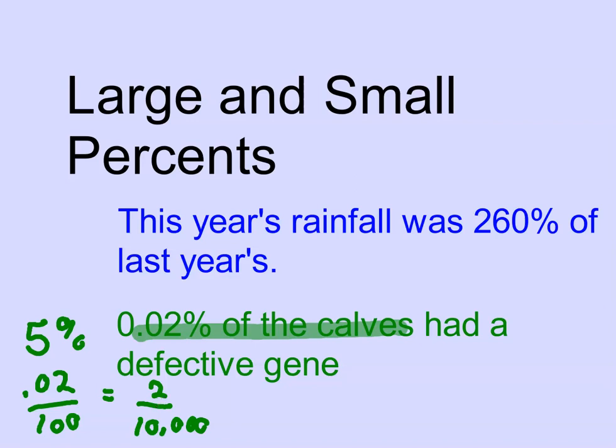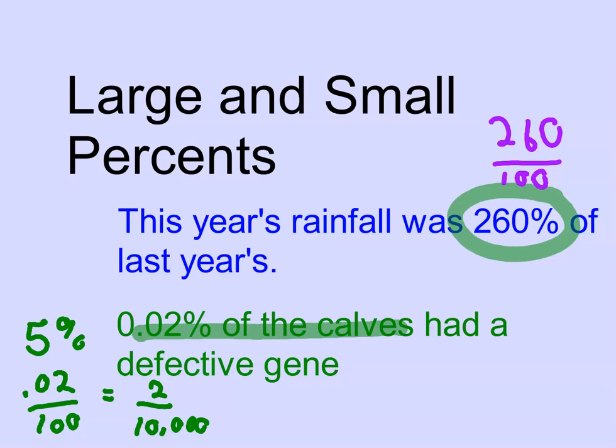But what in the world does this mean when you say we've got 260% of last year? Well, that seems like it's impossible. How can it go over 100%? Okay, well, you can still think of it this way. If you write that as a fraction, there were 260 inches this year for every 100 inches last year. Okay, so it was an increase. That it got bigger.